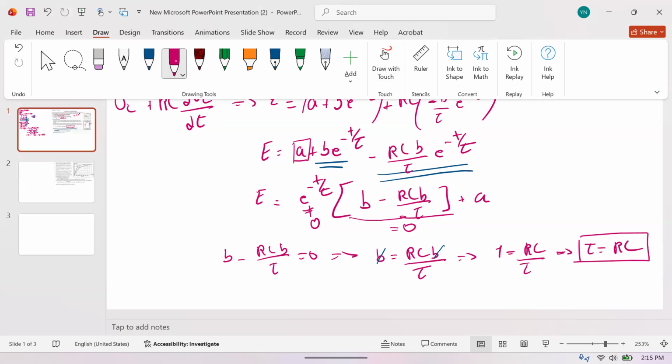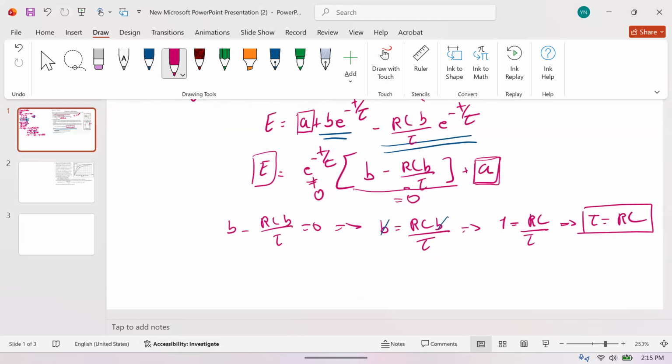Now, this is the last step I did in the previous problem, because the only unknown I had was tau. Now I have another unknown, which is a. And since A is kept alone and E is also kept alone on the other side of the equality, I can simply say that A is equal to E. And that I got my second unknown.